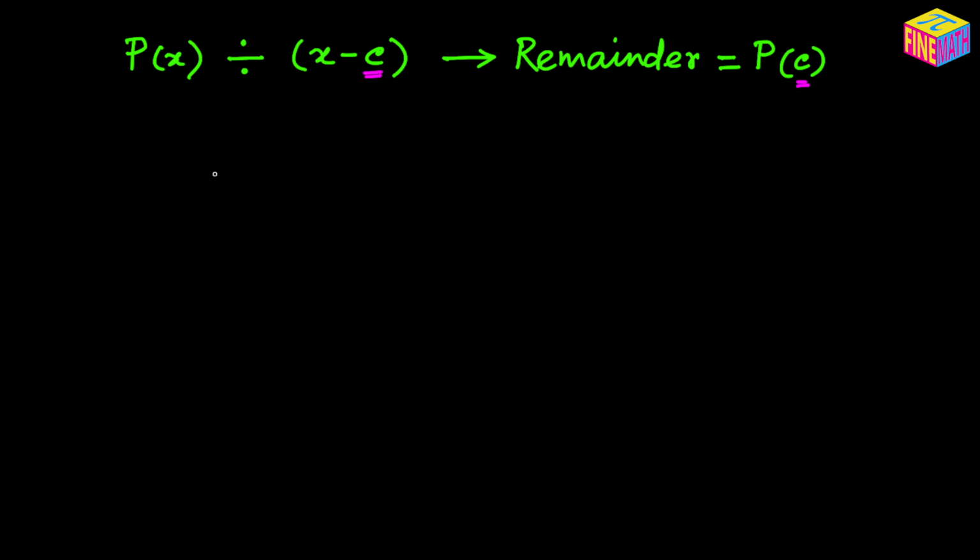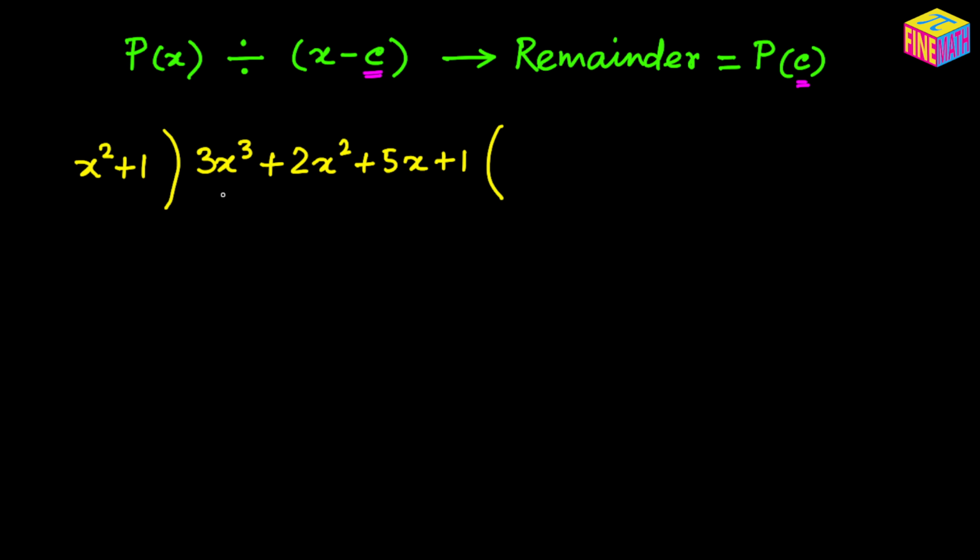Suppose you have a polynomial p of x which is 3x cubed plus 2x squared plus 5x plus 1, right? And we're going to divide that by another polynomial which is a second degree polynomial, x squared plus 1. So our original polynomial is a third degree polynomial, 3x cubed plus 2x squared plus 5x plus 1. We're going to divide that by a second degree polynomial. Now let's do the division.